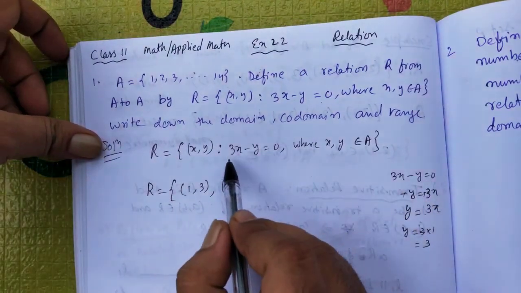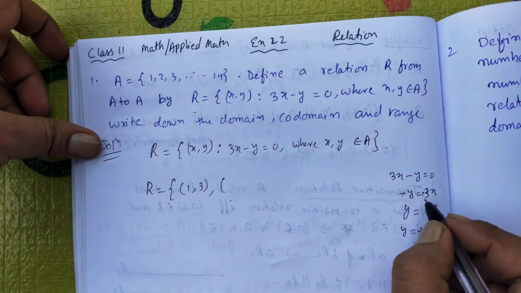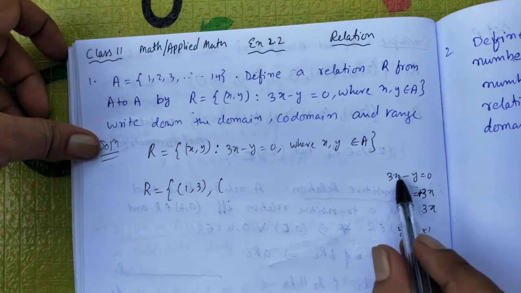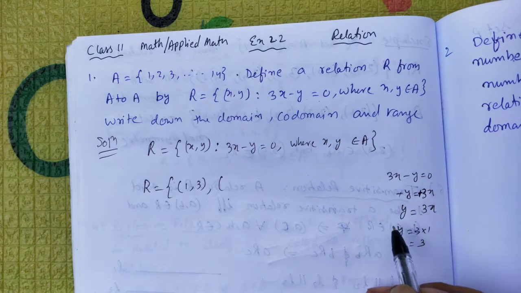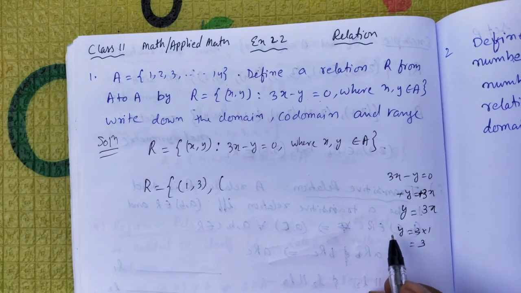So we'll take this equation 3x minus y and try to find the value of y. If I take 3x on the other side, it is minus 3x. Both sides negative cancel, so y is 3x. Let's get the relation.